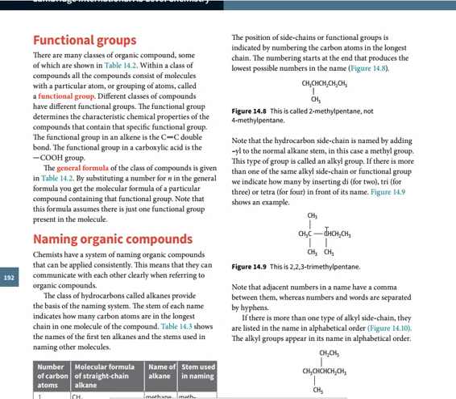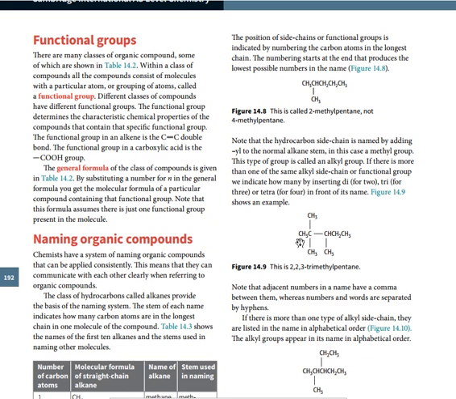This is 1, 2, 3, 4, 5, still. 1, 2, 3, 4, 5. So the longest chain is going to be pentane. The longest chain is going to be C5. But now we are going to count the longest chain so as to reduce the number of side chains. So that's the point: you count the longest chain so as to reduce the number of side chains.